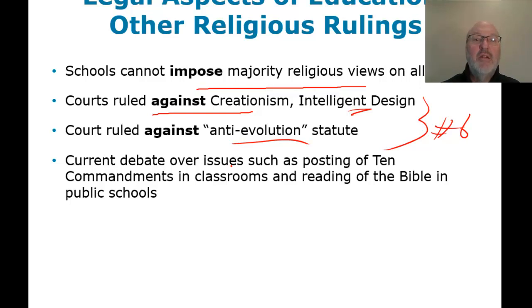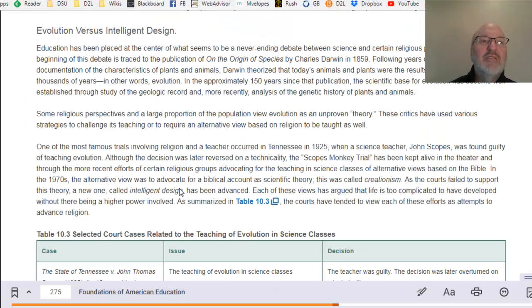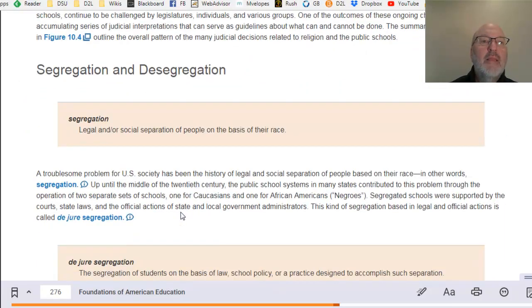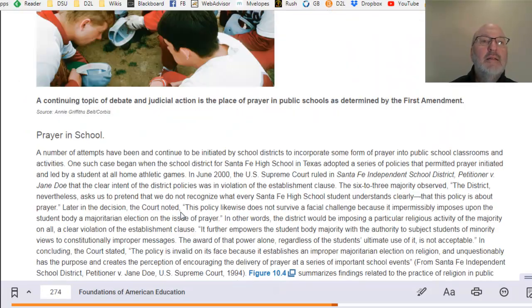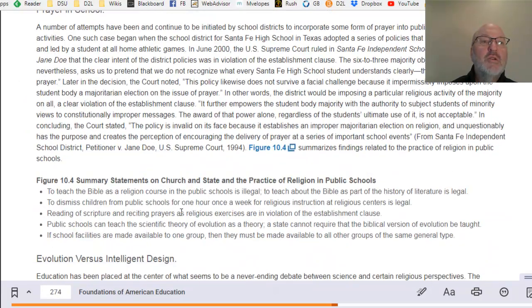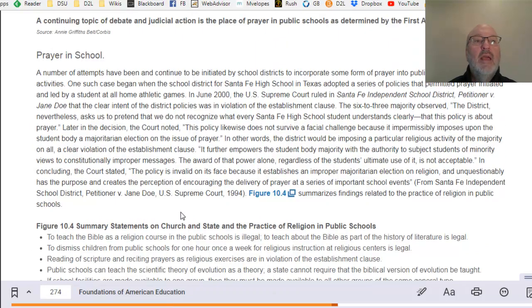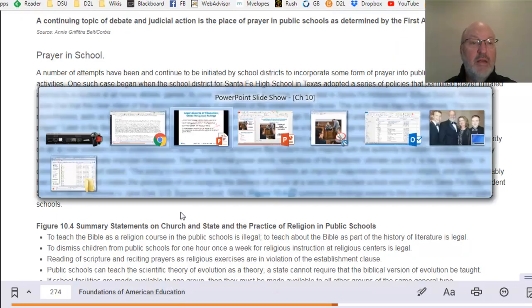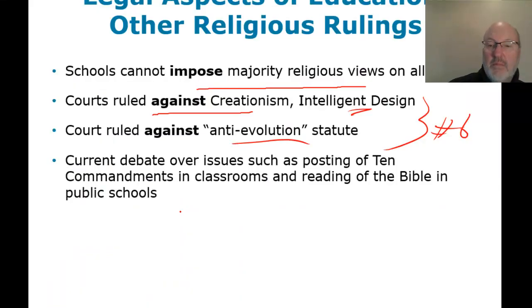Okay, and then we get this current debate of issues such as posting the Ten Commandments in classrooms and reading of the Bible in public schools. And so it's going to talk about that. Interesting: the Ten Commandments have been there for 200-some years. Now we find that it's unconstitutional. Very interesting. Okay. Here's the prayer in school. And I'm going to put that here.